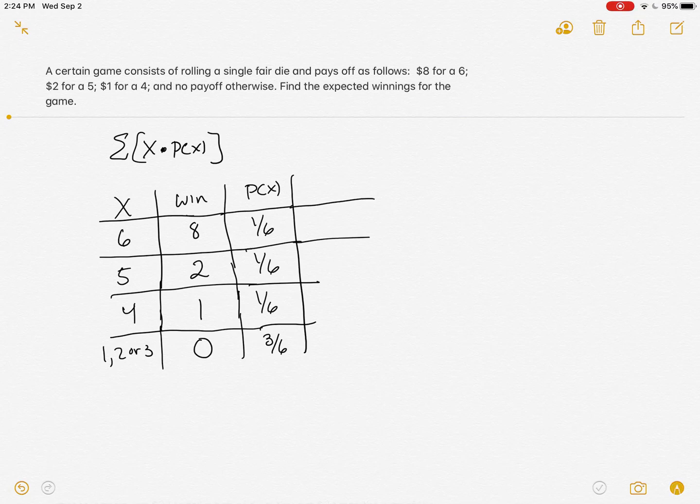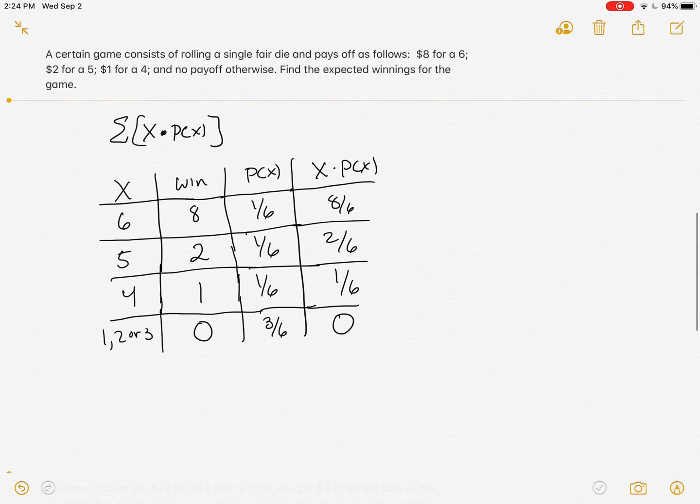So how are we going to find the expected winnings? Easy. We're just going to follow the formula. The x times the p of x. And we're going to get 8 times 1/6, and 2 times 1/6, and 1 times 1/6, and 0 times anything, 0. And so what do we get out of this? The sum of the x times the p of x is 11/6.